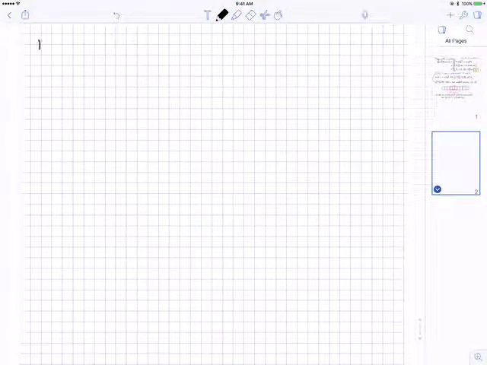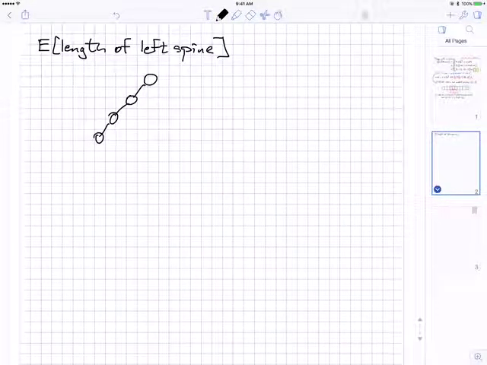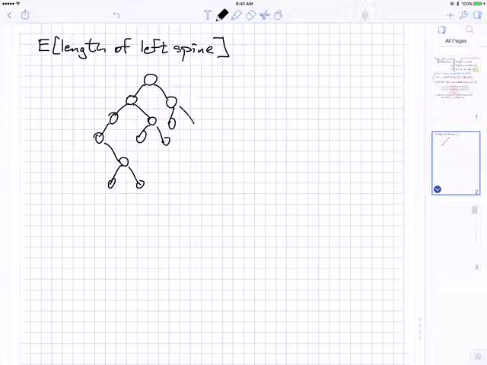Okay, so the question is, what's the expected length of the left spine? The left spine is what you get when you follow left pointers, but there may be right pointers as well. So this is the left spine.